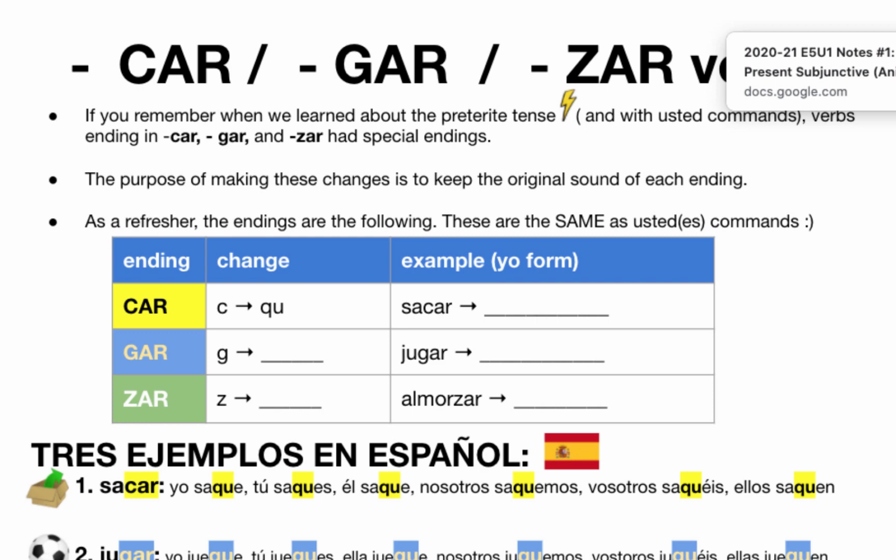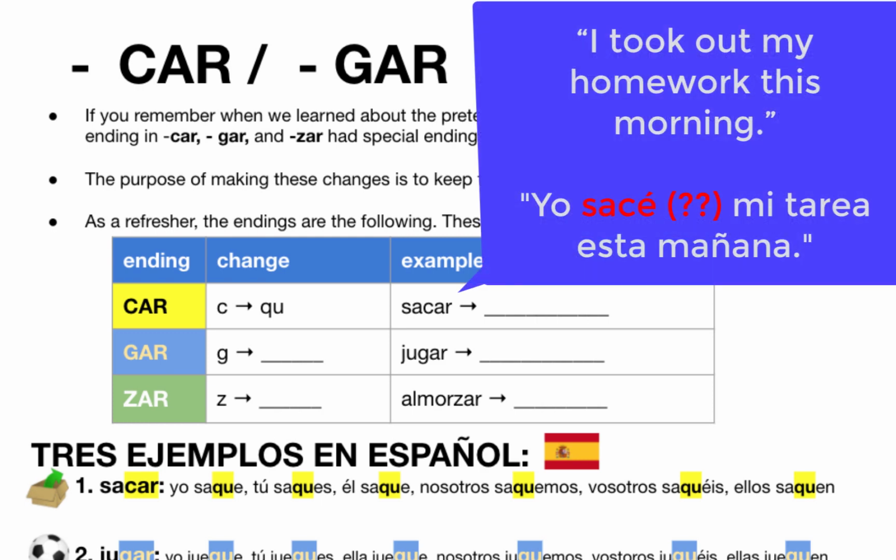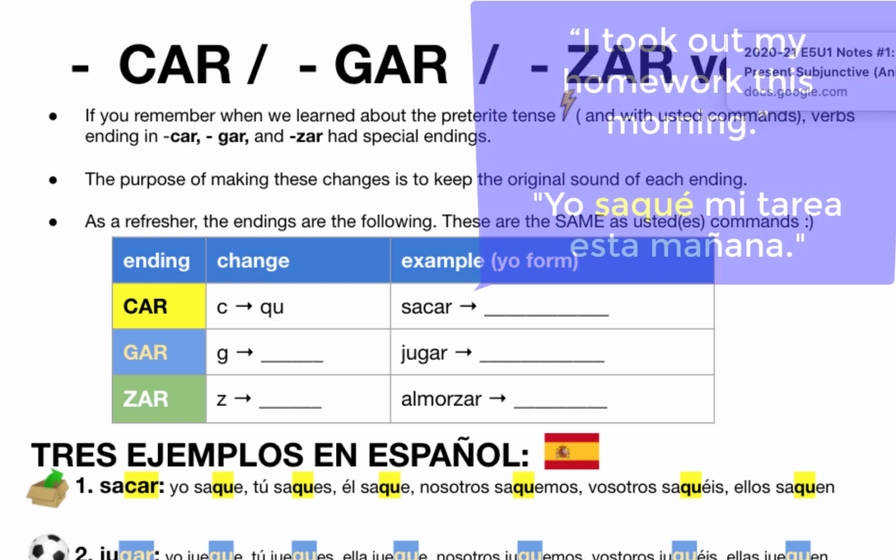So for example, if I wanted to say, I took out my homework this morning, well, the verb to take out is sacar, and if I do it just the regular way with SAC, and then I'm going to use my E with an accent mark as the ending for yo in the preterite, it would sound like sase, and we don't want to say yo sase mi tarea, we want to say yo saqué mi tarea.